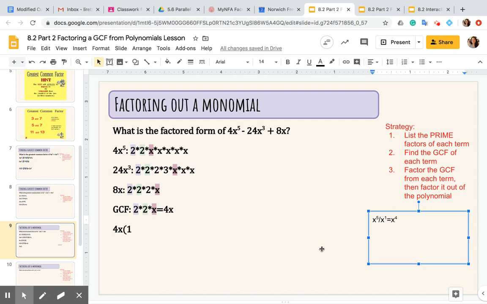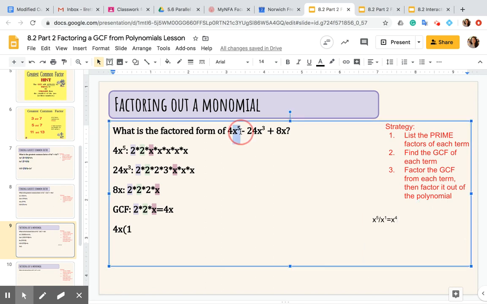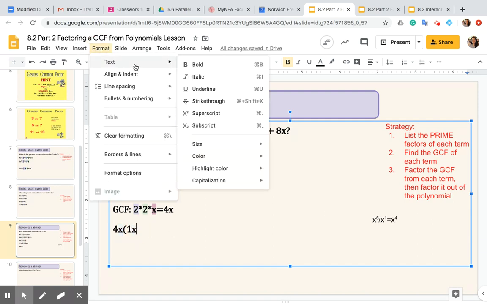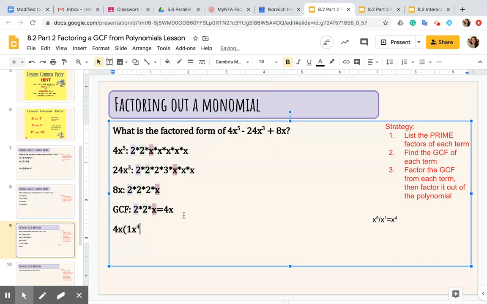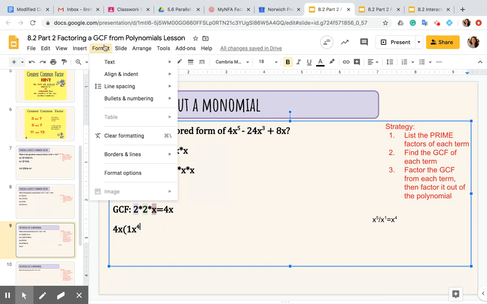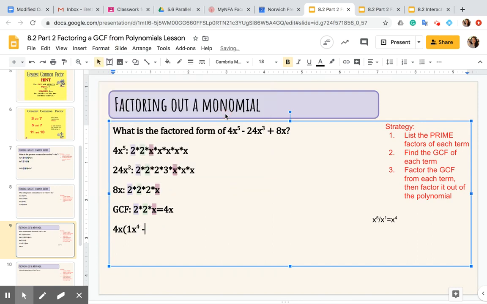I just used my keyboard shortcut because I want to try and get through this explanation a little quickly. So if I divide this x to the power 5 by this x to the power 1, you're going to be left with an x to the power 4. You're using properties of exponents here. Okay. Let's do the next term. If I divide negative 24 by 4, that's going to give me a negative 6. That's my coefficient piece. All I did is I divided. Negative 24 divided by 4 gives me negative 6.